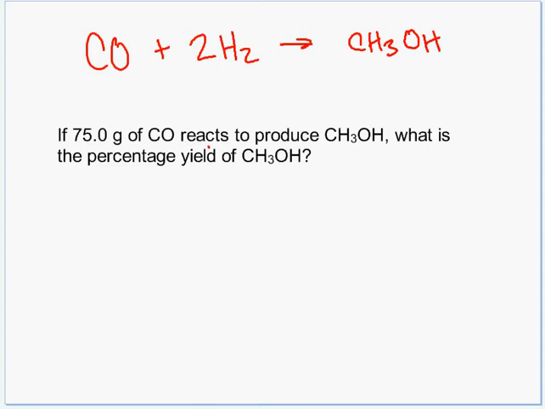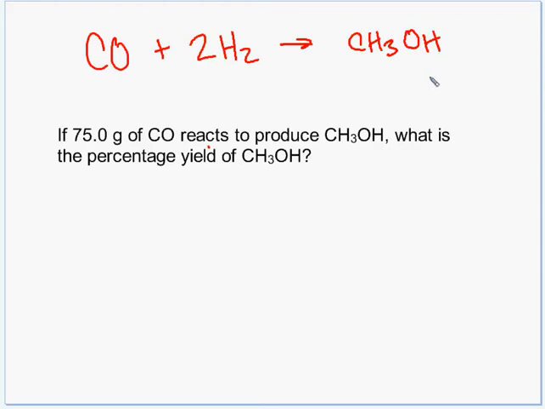Here's a percentage yield problem. So we have 75 grams of carbon monoxide, and you can see the above chemical equation. Okay, you can go ahead and check it out. It's balanced: one carbon, one oxygen, 4 hydrogens, and 3 hydrogens there, plus 1, 4 hydrogens.